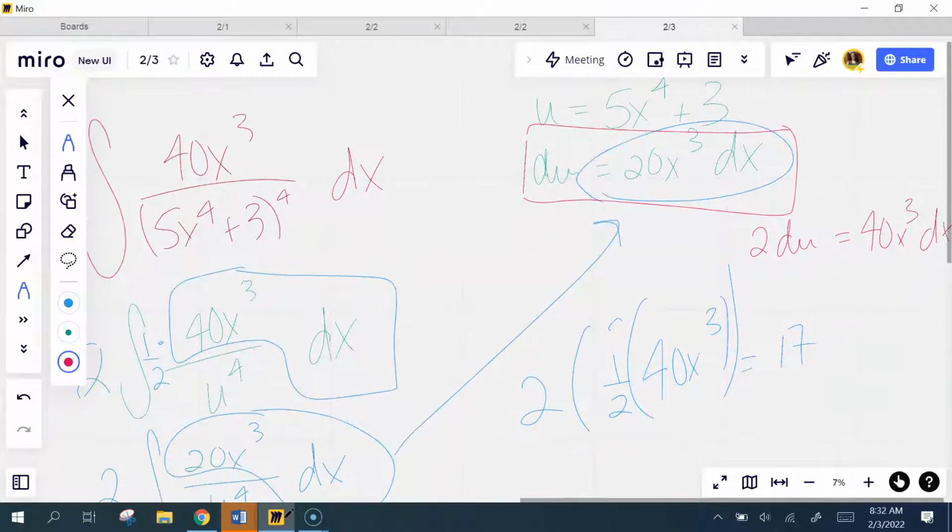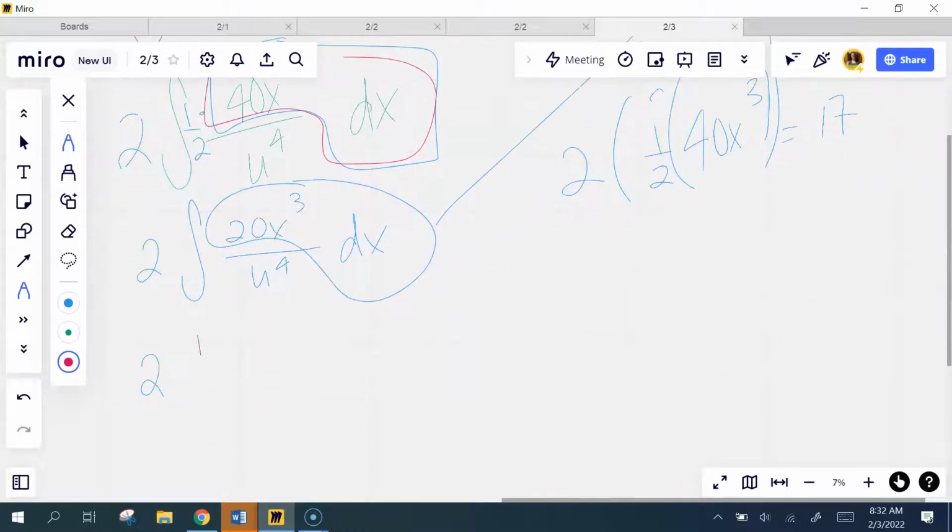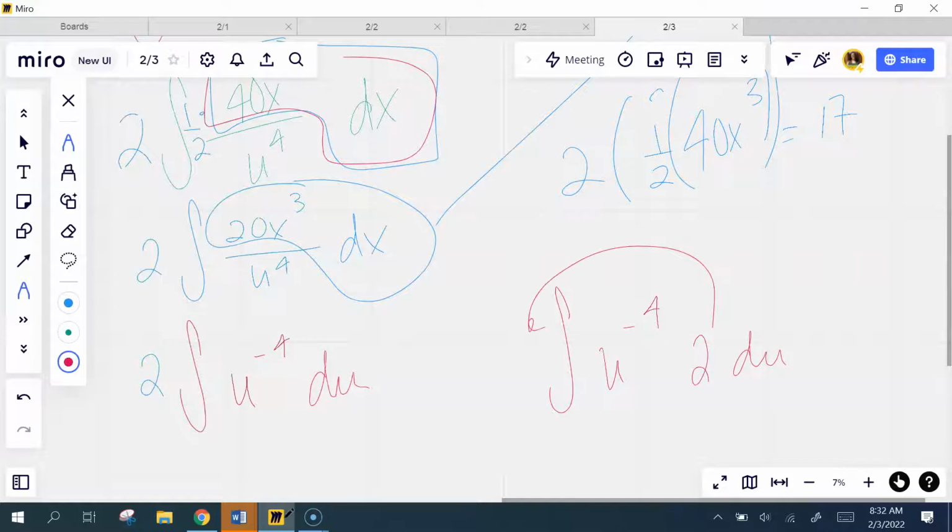Well, so then instead of doing a half and 2 here, she just said, well, all of this equals 2 du. So where we got 2 integral, I'm going to change this to -4 du. She got u to the -4 2 du, and then she pulled the 2 out. Either way you want to do that's fine. She did the same thing. It just depends on where you solve it. Do you solve it in the beginning? Do you solve it in the end?